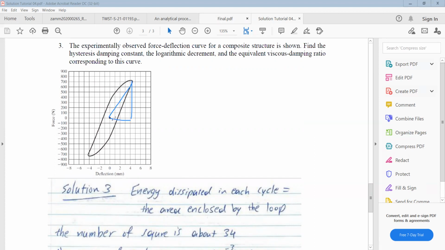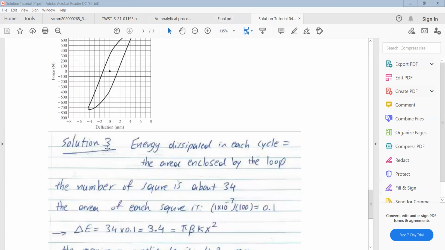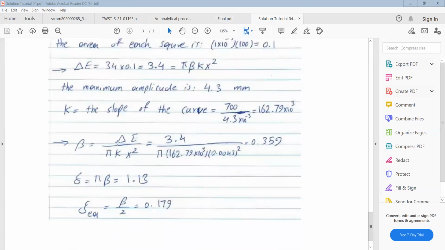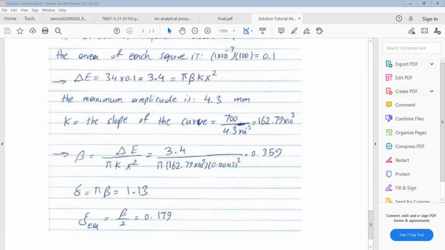We can find the position of these 2 points. One of them is 0 and 0, and the other one, for example, is about 4 millimeter horizontally, and the vertical position is about 700. So you can find the slope of this line by using the data of these 2 points, and it's about 700 divided by 4.3 millimeter or 4 millimeter. It's an approximation, and this is the stiffness of the system.